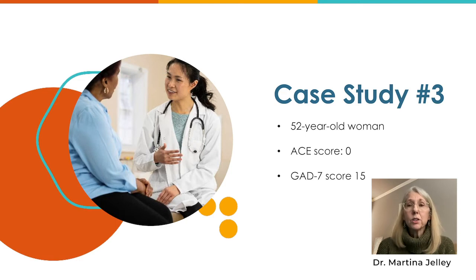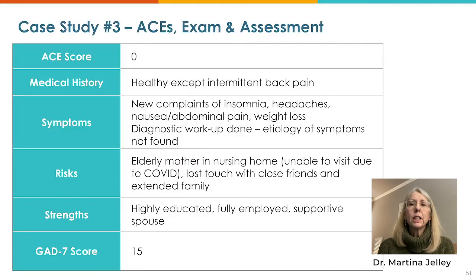She had been healthy. She'd had intermittent back pain due to some arthritis, but she came to me complaining of insomnia, headaches, some GI complaints, some weight loss due to not being able to eat because of stress. So not everybody gains weight. We did a diagnostic workup. We really didn't find a reason for her symptoms. Her risks for worsening during COVID were that she had an elderly mother in a nursing home, and she hadn't been able to visit that mother and was worried about her, as many caregivers have been.